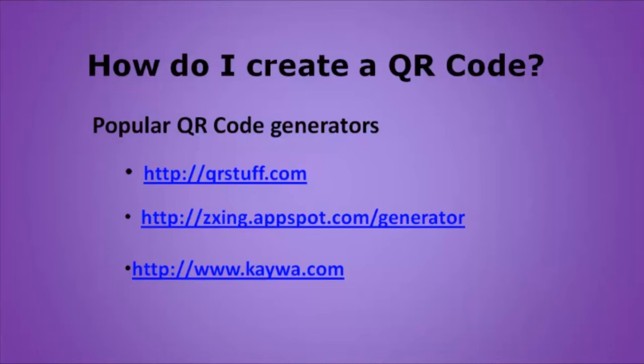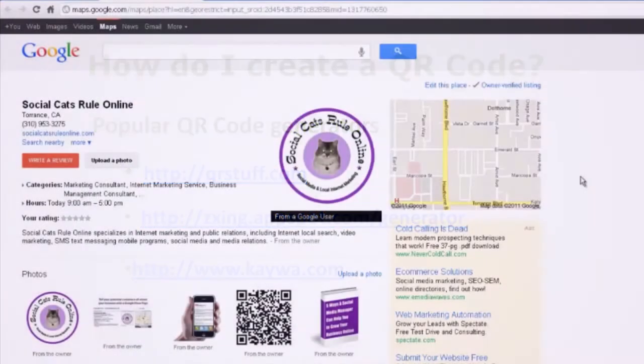So we can see how this is actually done. Let's first head over to the Social Cats Rule Online Google Places page and make a QR code for that page to see how this is done. Okay, so we are now on the Social Cats Rule Online Google Places page. And as you can see, there's just a lot of information on the Google Places page: maps, logos, address, and right up here, write a review, which we're going to talk about in our next video. So it's a very valuable little mini website, if you will.